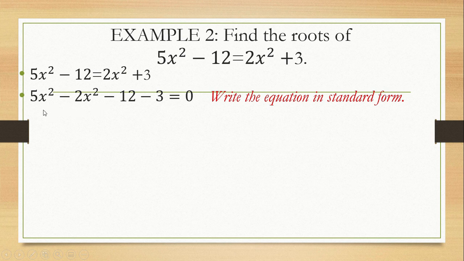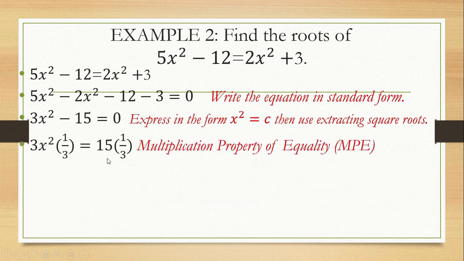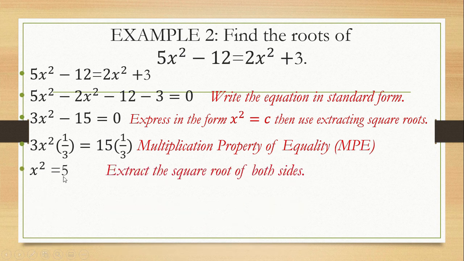So this is now the result. Next, express the equation in the form x squared equals c, then use the extracting the square root method. So from this equation, which is 3x squared minus 15 equals 0, it will now become 3x squared equals 15. Then we will use the multiplication property of equality, wherein we multiply both sides of the equation by 1/3. And that gives us x squared equals 5.